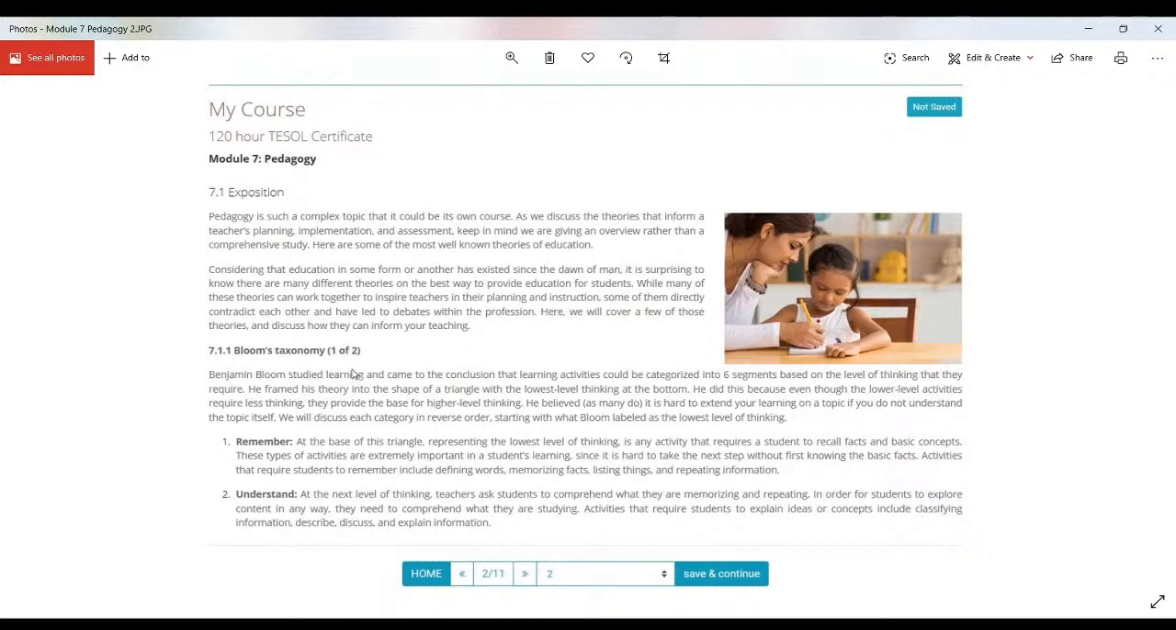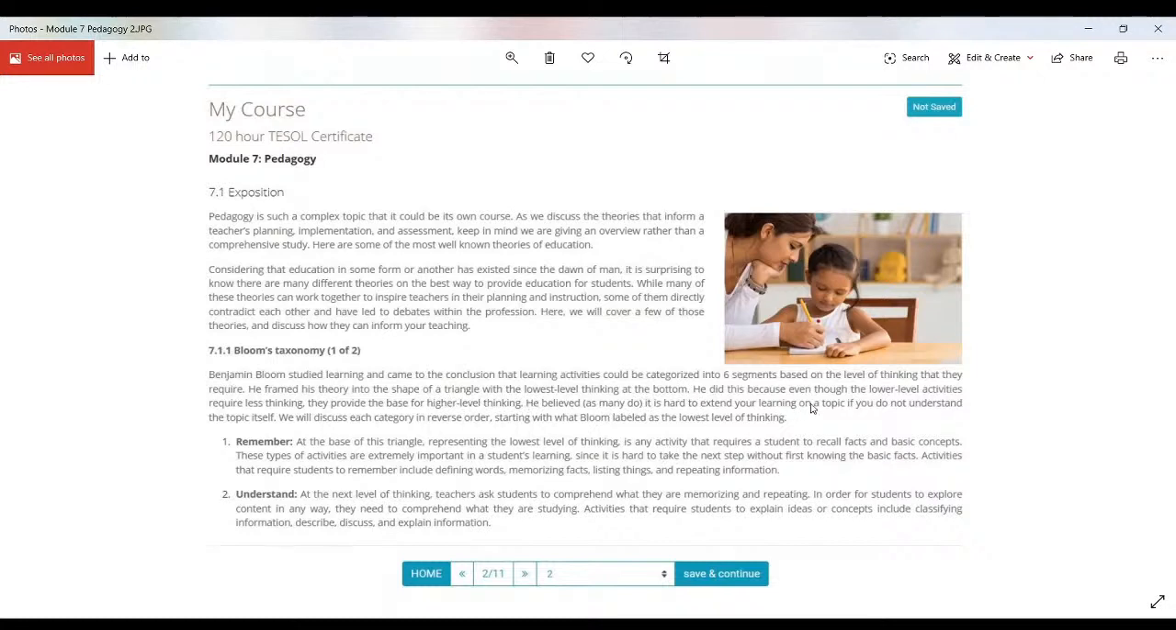All right, 1 of 2. Okay, who is Benjamin Bloom? He studied learning and came to the conclusion that learning activities could be categorized into 6 segments based on the level of thinking that they require. He framed his theory into the shape of a triangle with the lowest level thinking at the bottom.